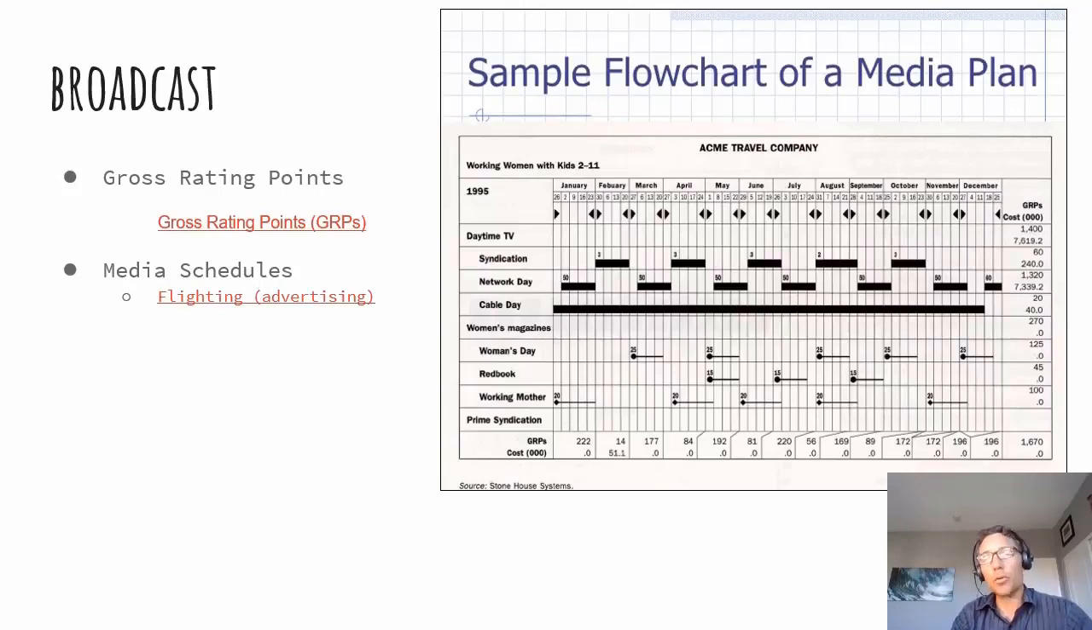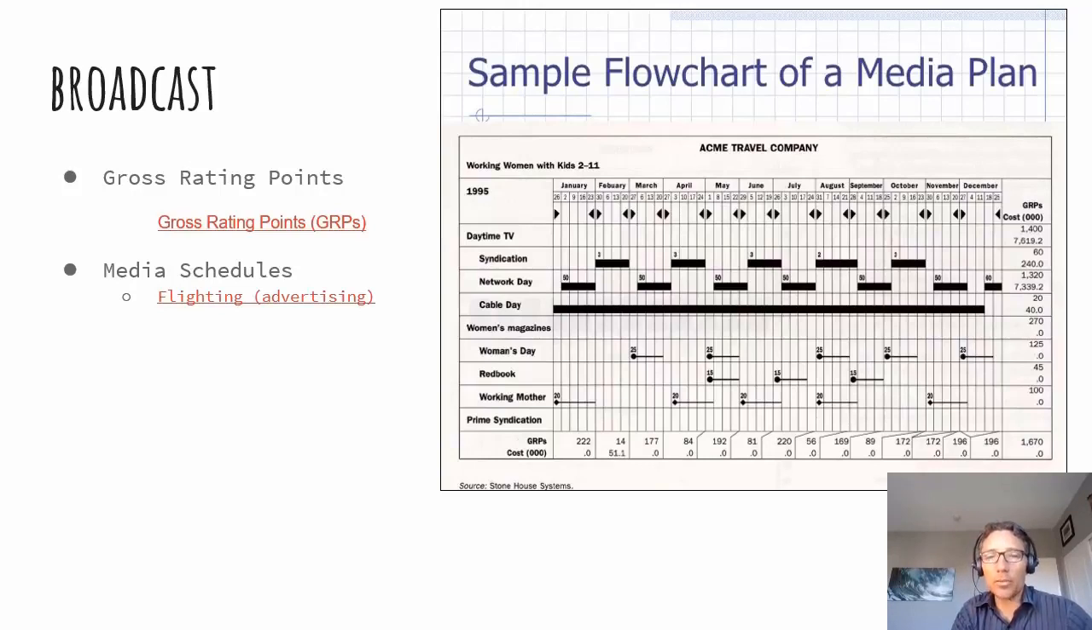So gross rating points, if you remember back a few slides, I was explaining what rating points were. So if you have a rating of 50, that means 50% of your target audience is being delivered by an ad that's placed on that show one time. So gross rating points is simply adding up all of the ratings of the different vehicles that you're using.